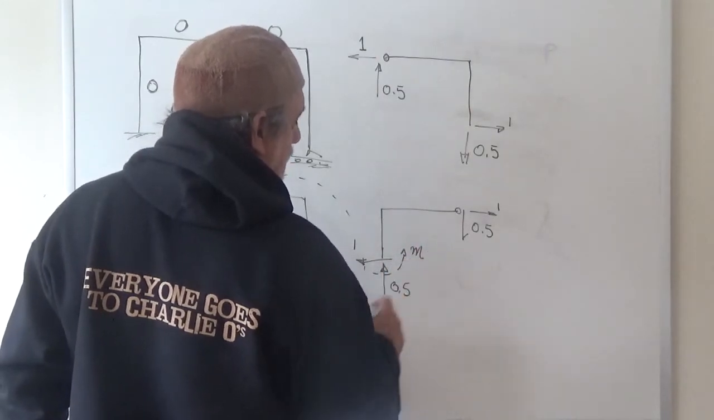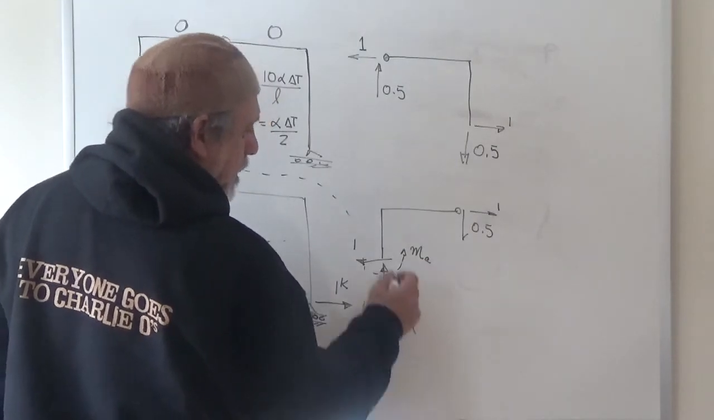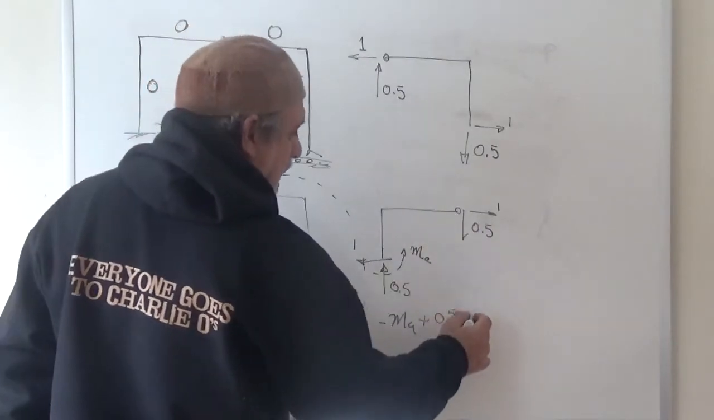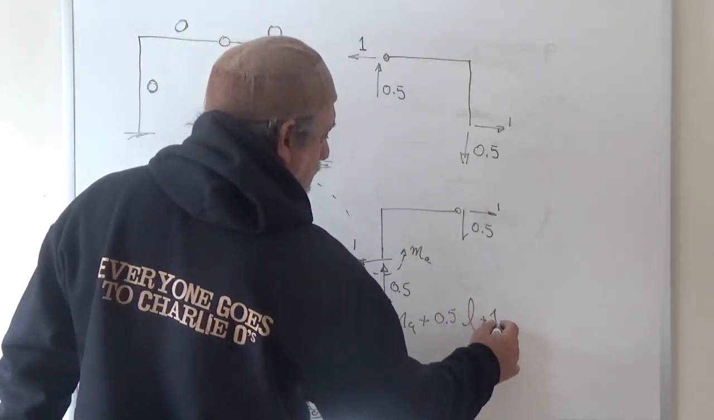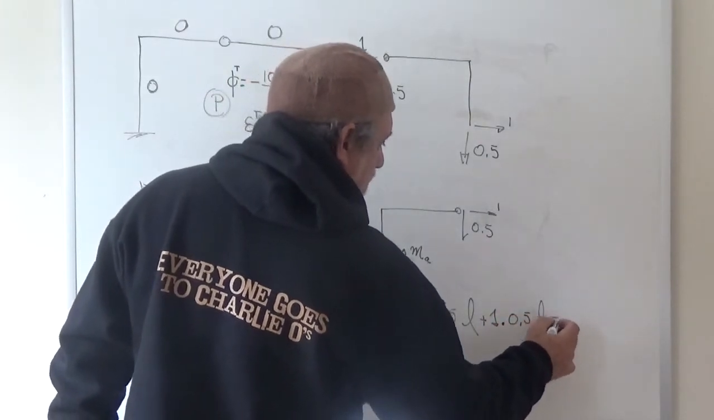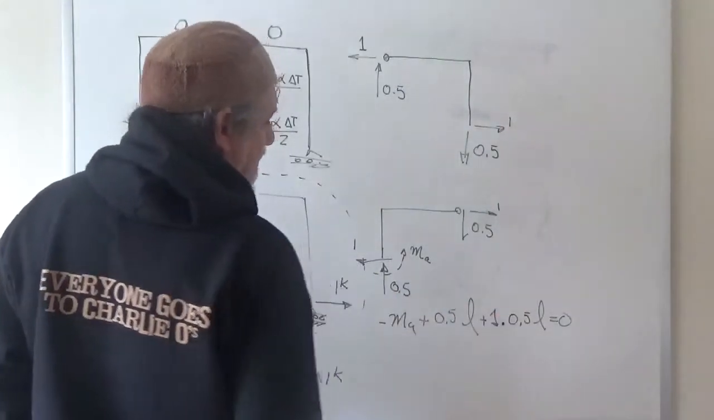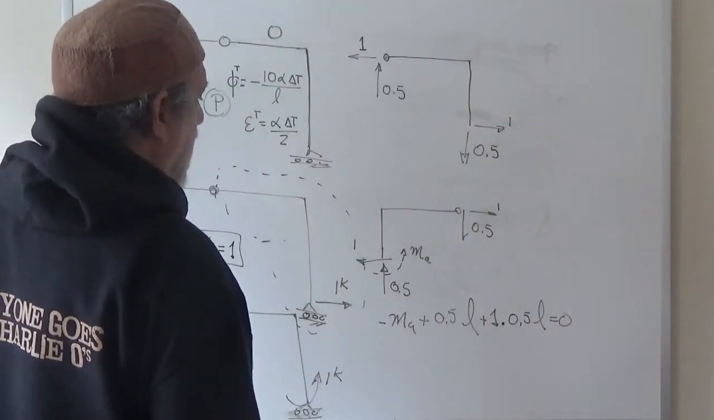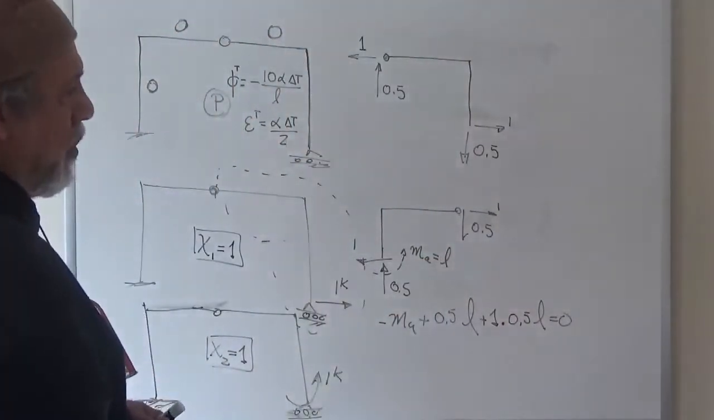So if I call that M, A, I could say minus MA plus 0.5 times L plus 1 times 0.5 L is equal to 0, right? Therefore, 0.5 L plus 0.5 L is L. That goes to the other side with a different sign, and we get that the moment MA is equal to 1 L, right? And so we find that.